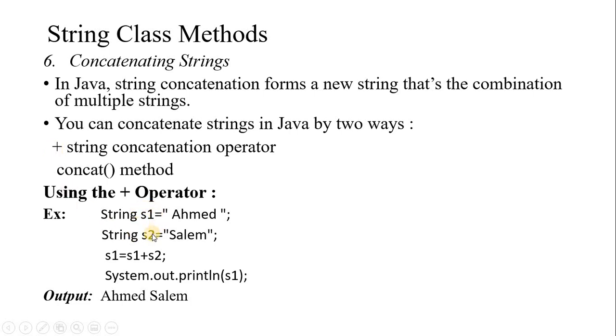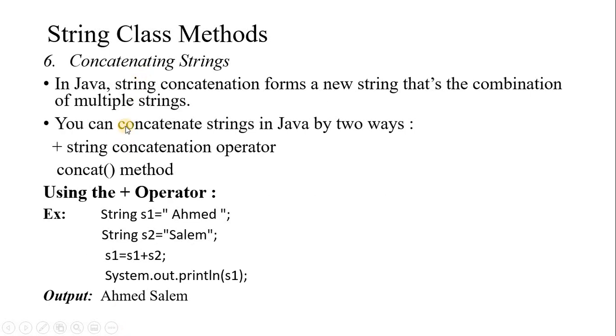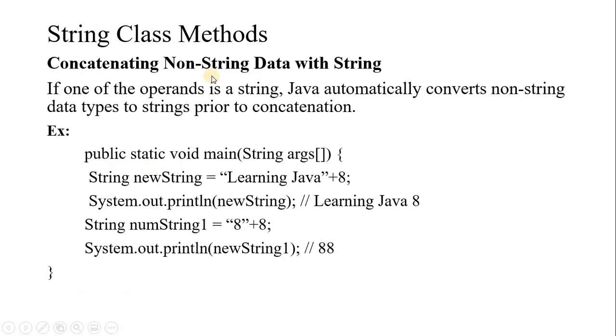For example, we have S1 and S2, two different names. If we say S1 plus S2, these two names will be joined together like this. We can also use the concat method. For example, the string "learning Java" plus 8: the output is "learning Java 8", where 8 is added. If you say 8 plus 8 as numbers, it is going to show 88 because it's a concatenation.